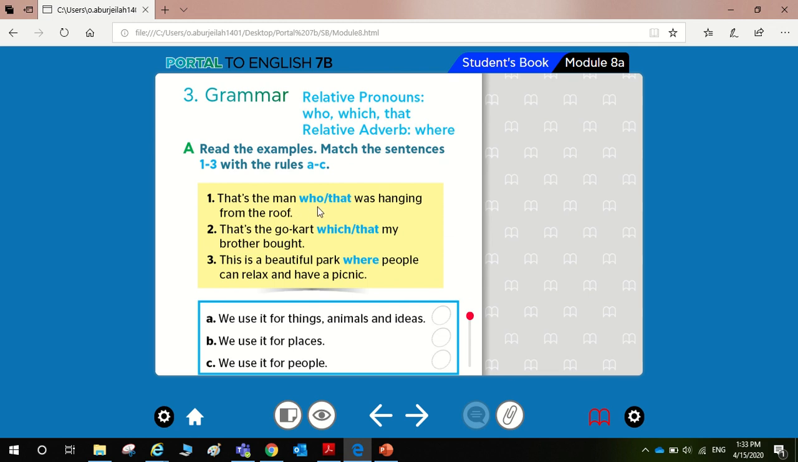That's the man who or that was hanging from the roof. Number 2, that's the go-kart which or that my brother bought. Number 3, this is a beautiful park where people go to relax and have a picnic.